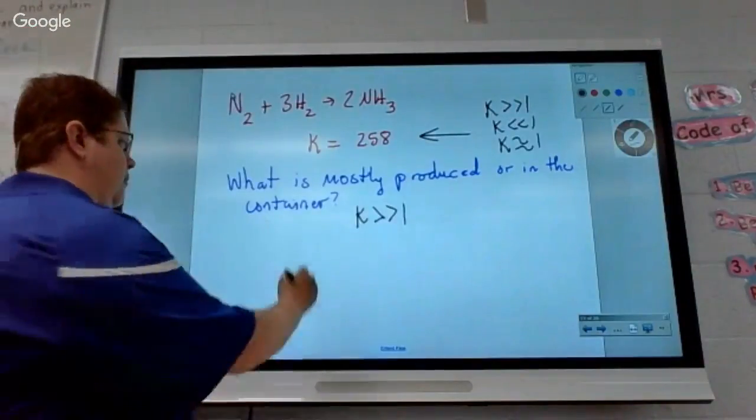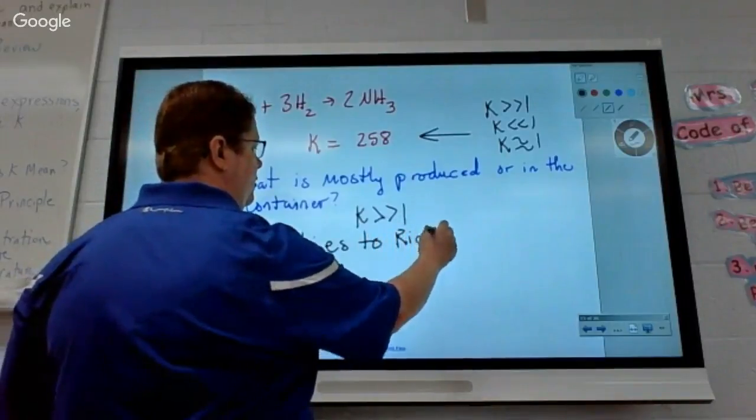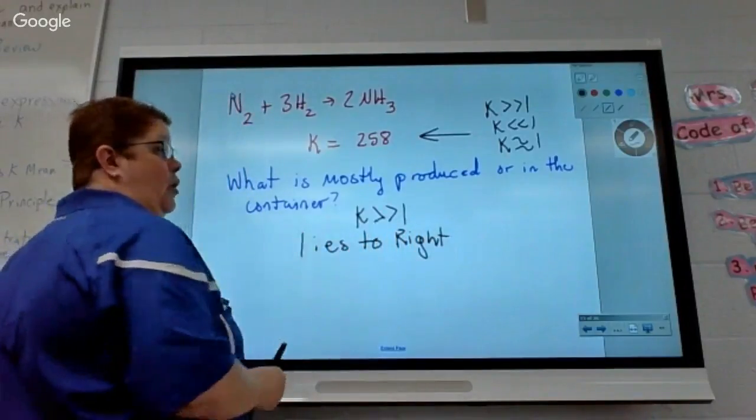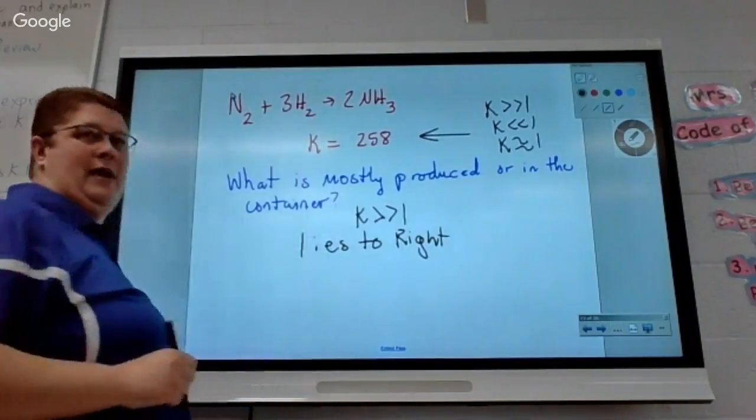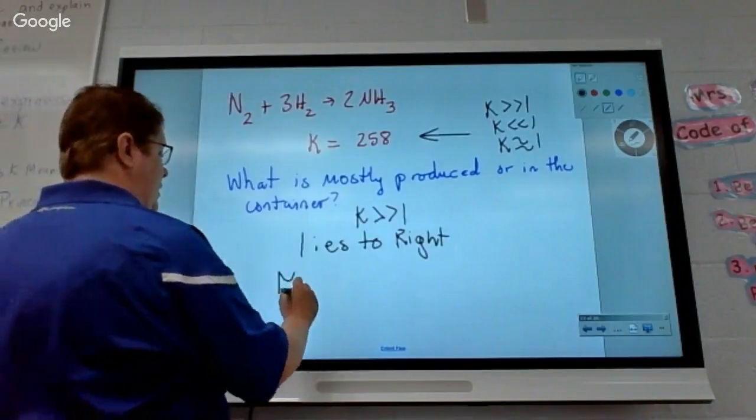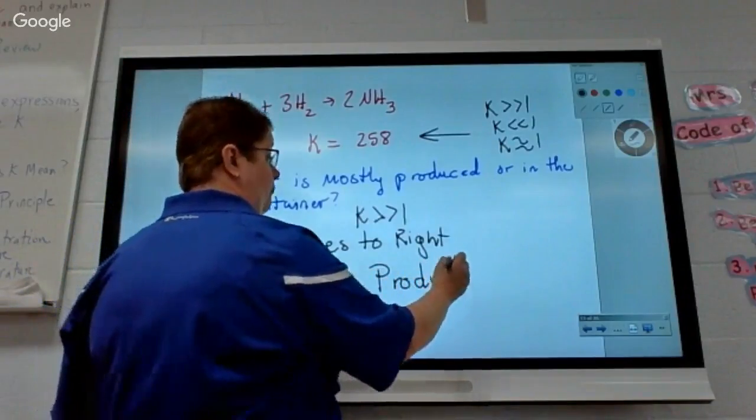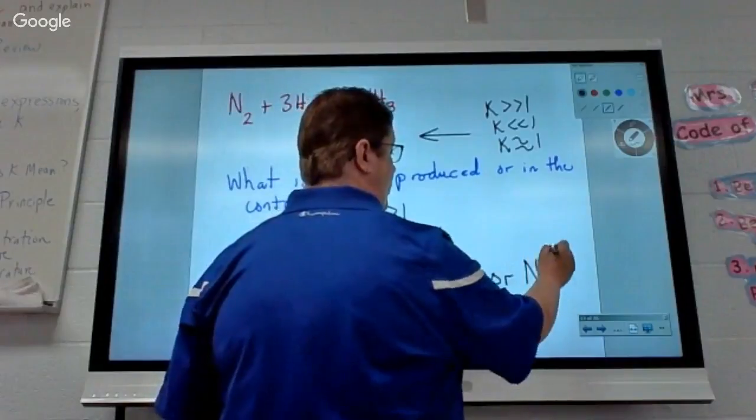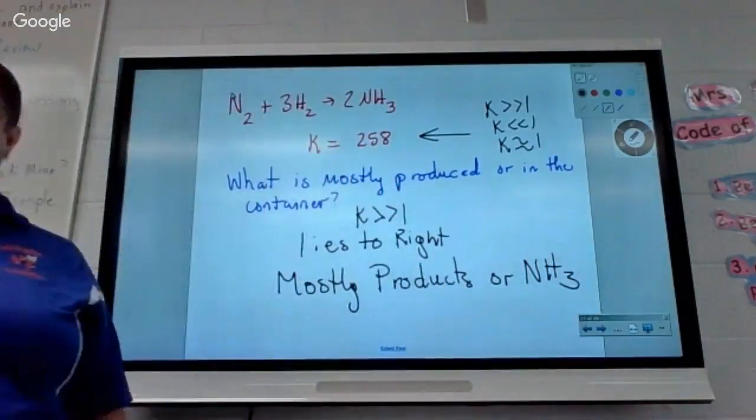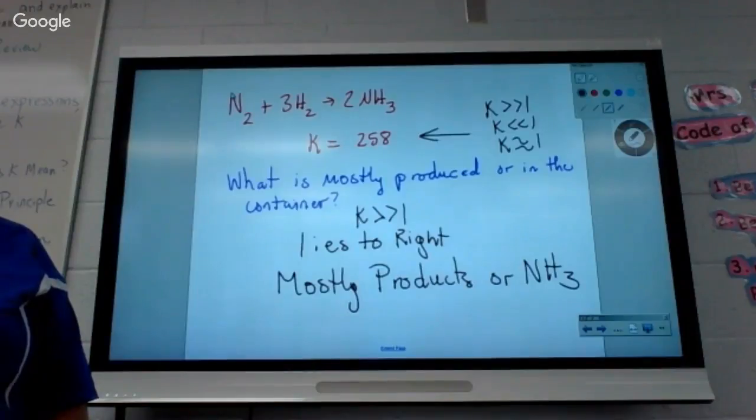It's going to lie to the right, okay? So if it lies to the right, that means we have mostly whatever's on the right side. So what's mostly on the right side of this reaction? What are we going to have in the container? Okay, we have mostly products or NH3. Exactly. You have mostly products or NH3. You can say it either way. With me? Then we're going to do another one.